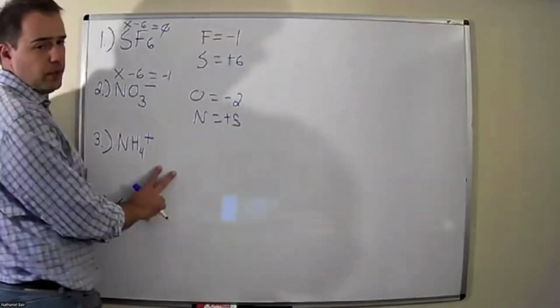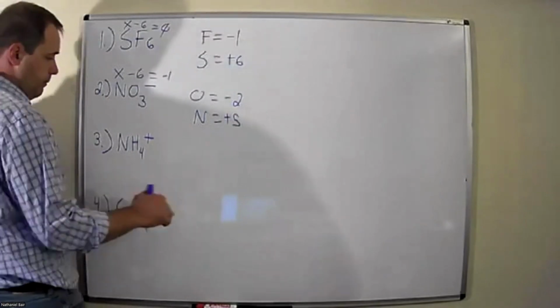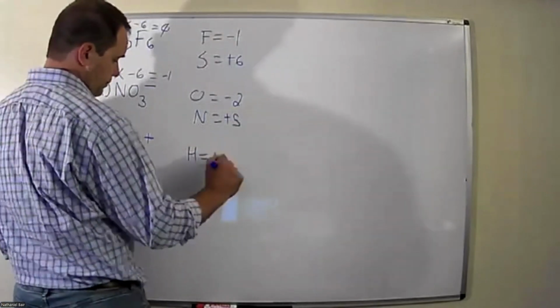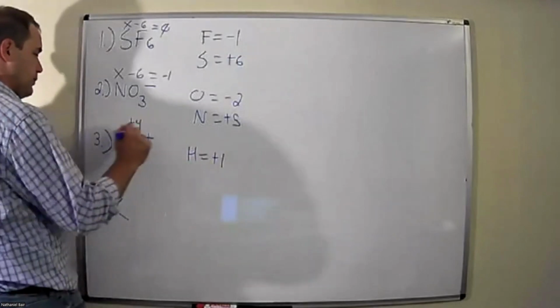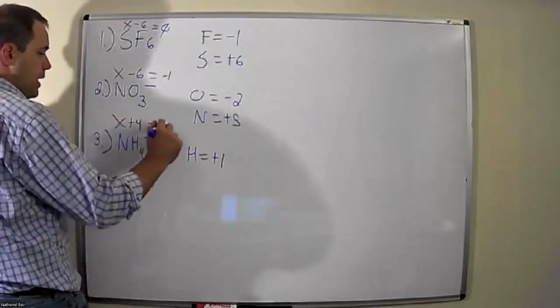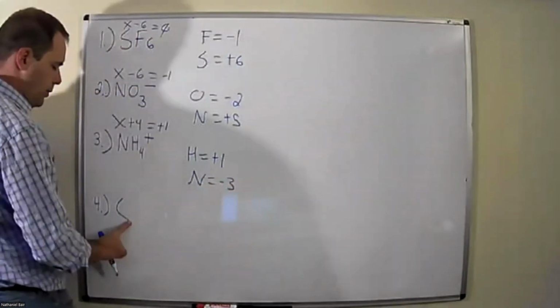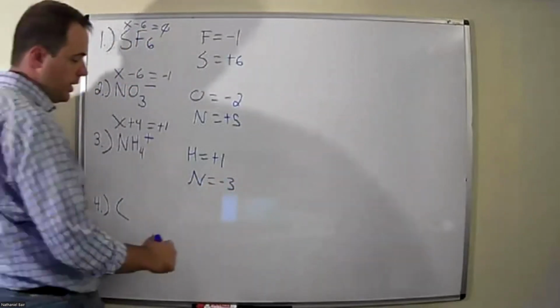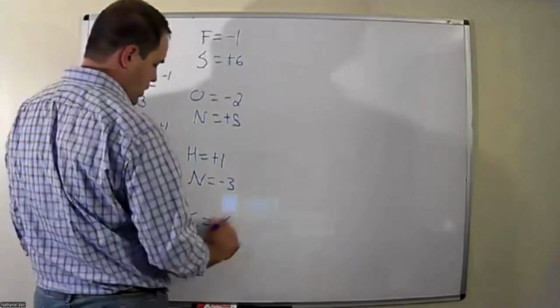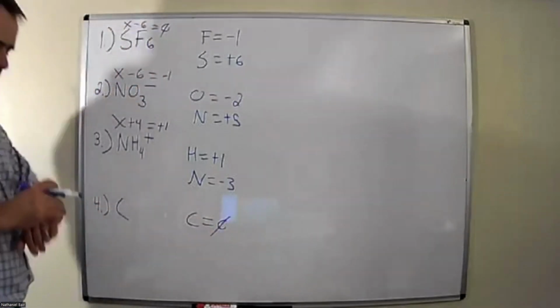Taking a look at the ammonium polyatomic cation, hydrogen is +1, so that's a total of +4. What +4 equals +1? That nitrogen is -3. Carbon, all by itself, a pure element, is 0. So there are our oxidation states, right?